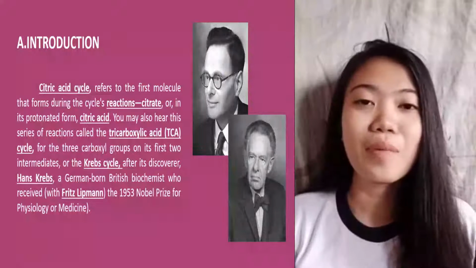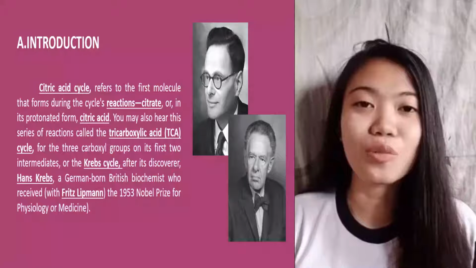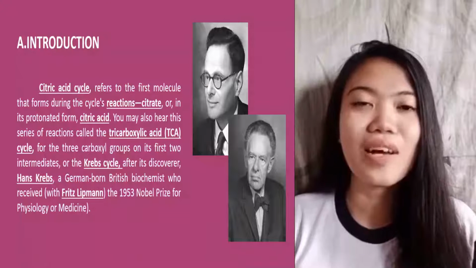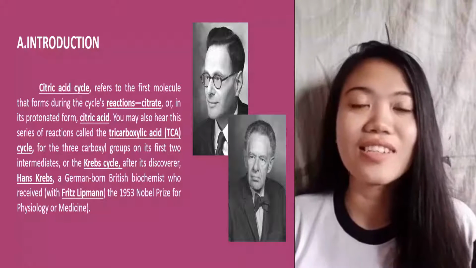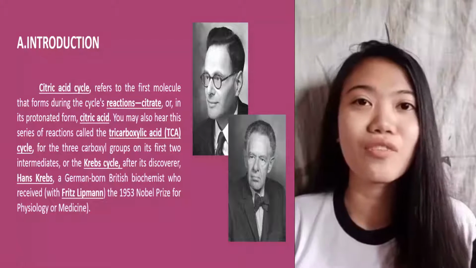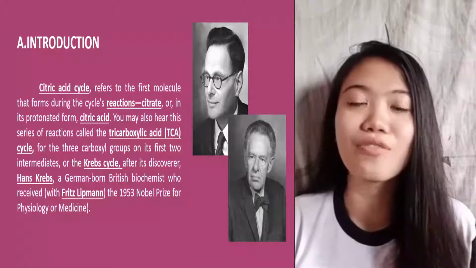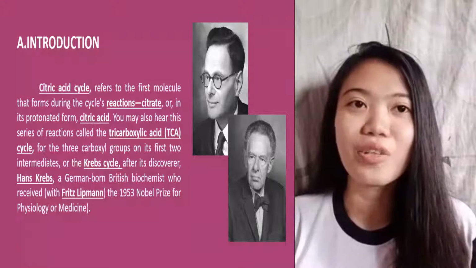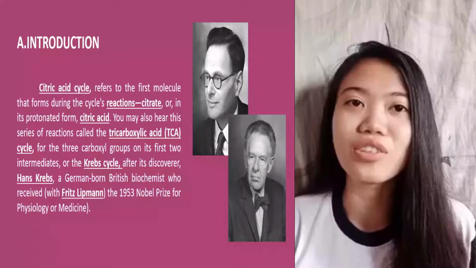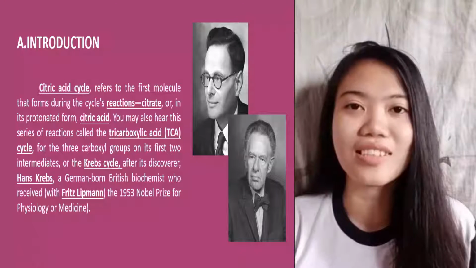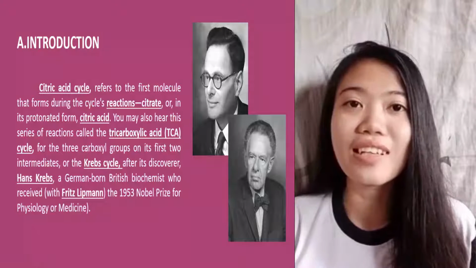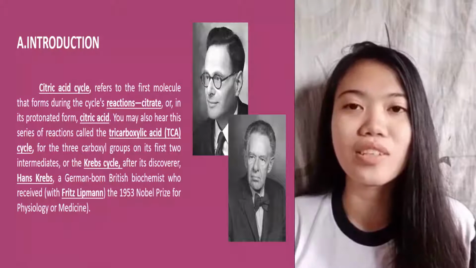So this metabolic pathway we will be reporting is called by three different names. The first one is citric acid cycle. This name refers to the first molecule that forms during the cycle's reaction, the citrate, or in its protonated form, citric acid. You may also hear this series of reactions called tricarboxylic acid or the TCA cycle because of the three carboxyl groups on its first two intermediates.